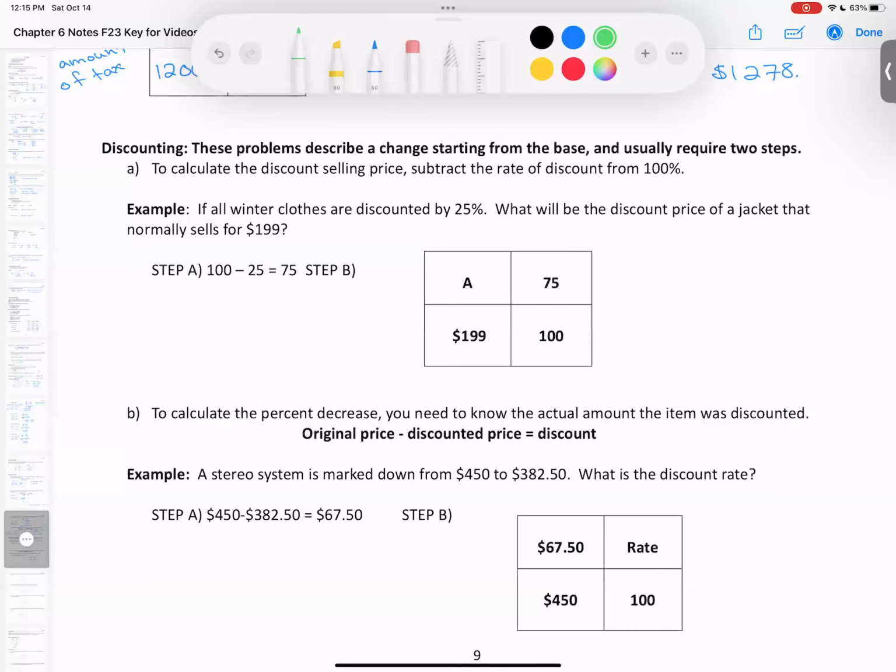All right, so now in 6.4, we're going to move on to discounting and discounts. Boy, do I love a good discount. I don't know if you do as well. I'm always looking for sales. So let's look at these in terms of percent problems.